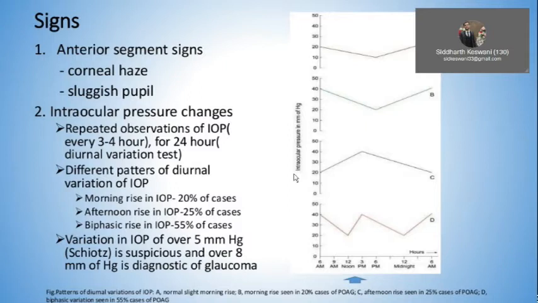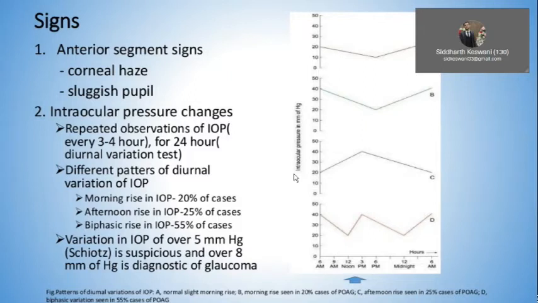Then we have the different patterns of diurnal variation of IOP. Morning rise of IOP is in 20% of cases, afternoon 25%, biphasic rise in 55% of cases, right? Any variation of IOP over 5 mmHg is suspicious, and over 8 mmHg is diagnostic of glaucoma. This is a very important thing, which was usually done with the Schiotz, but nowadays we are using applanation, which is more accurate.